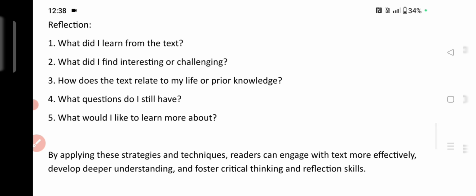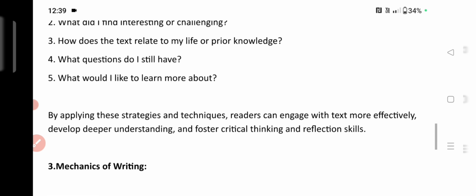Reflection, what did I learn from this text? So you need to ask yourself when the entire unit is completed. If one unit is completed, after that you need to ask yourself these questions: what did I learn from this text, what did I find interesting or challenging here, how does the text relate to my life or prior knowledge, what questions do I still have, what would I like to learn more about.